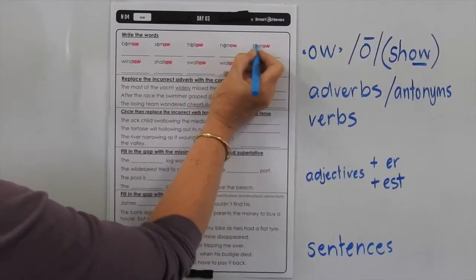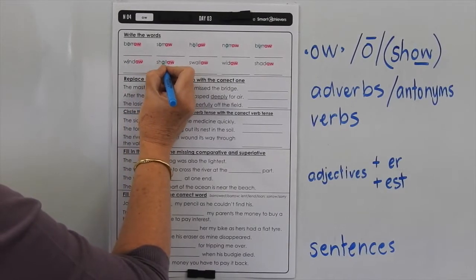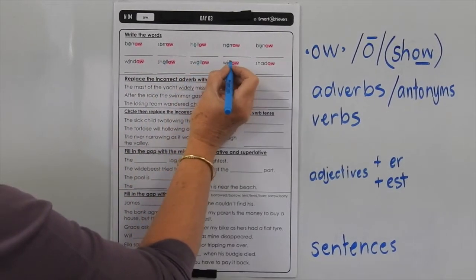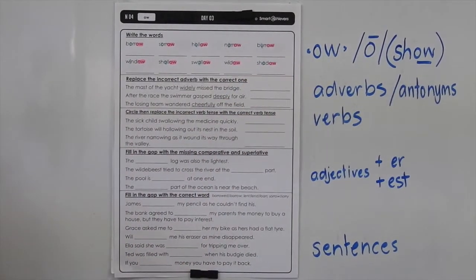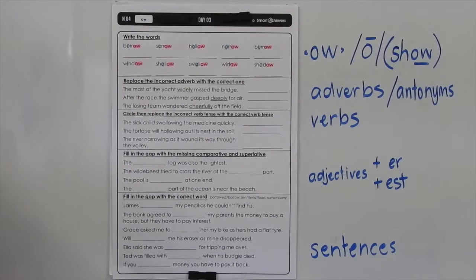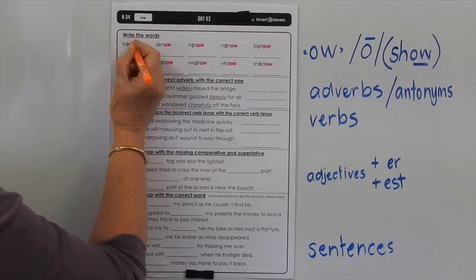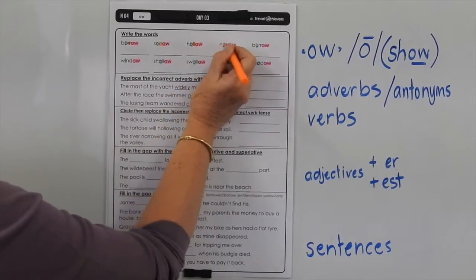Hollow, narrow, burrow. So they're all short vowel sounds. And commonly what happens when we have a short vowel sound is we double the consonant after the short vowel sound. That's in thousands of words.